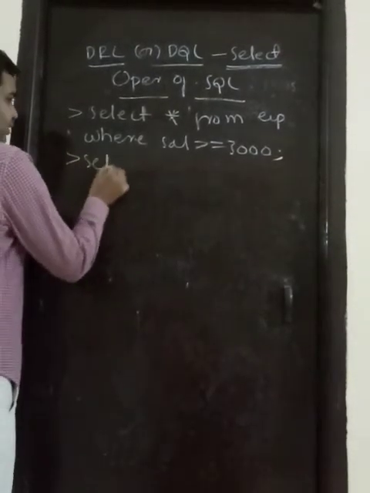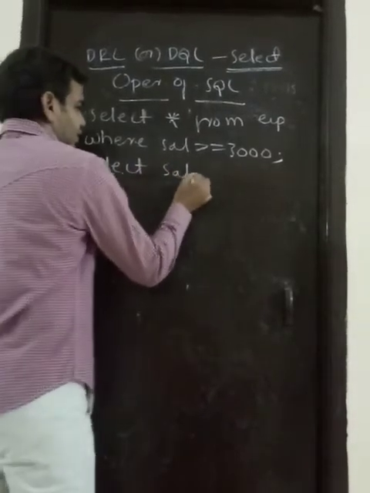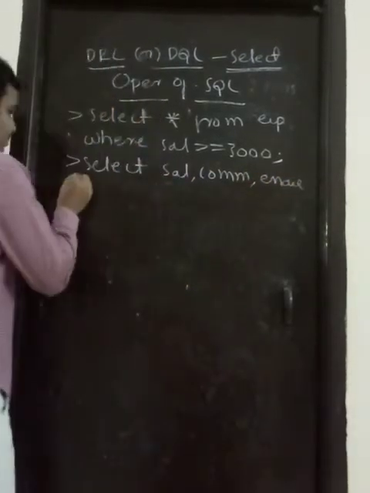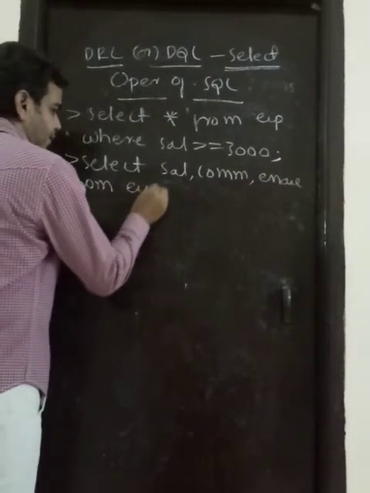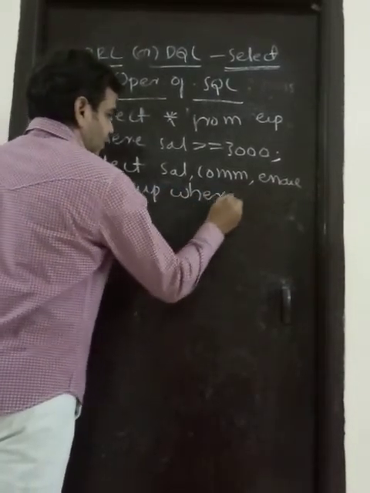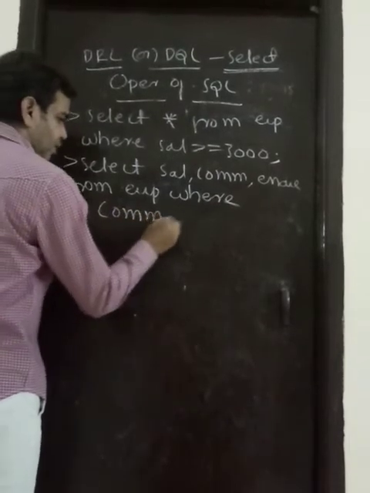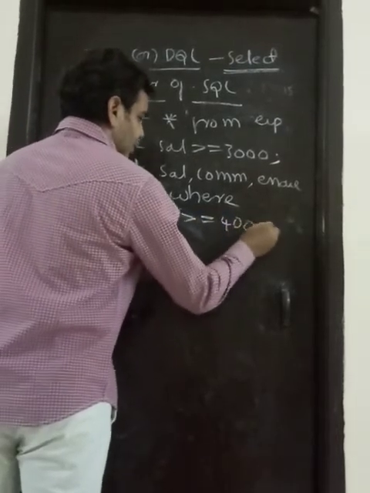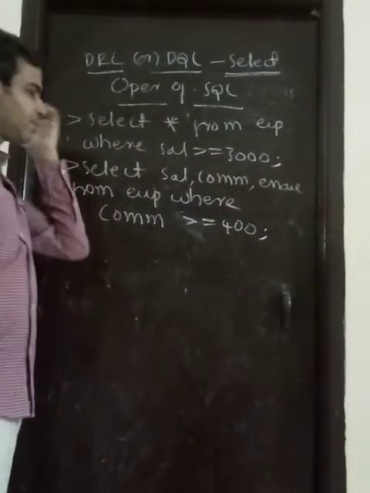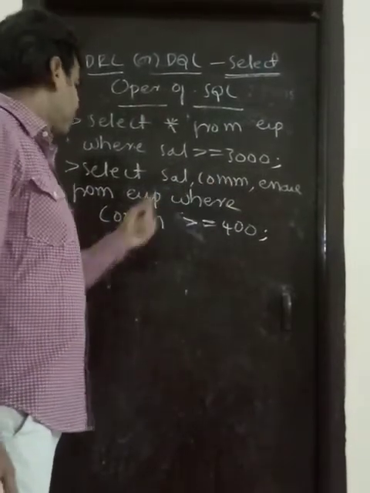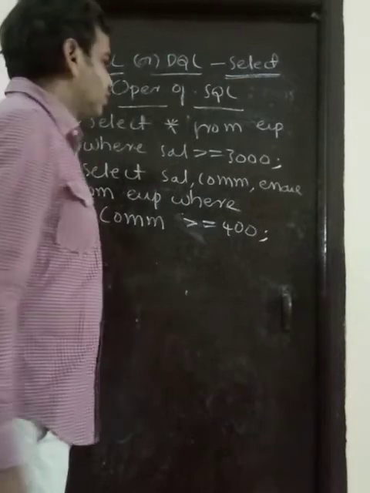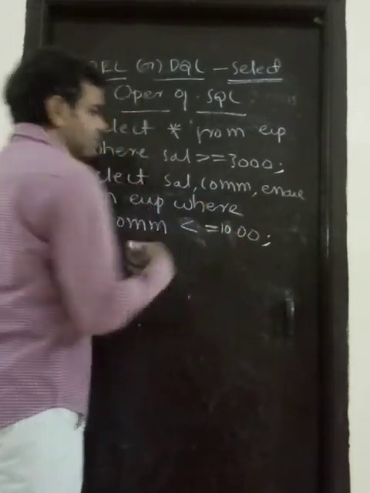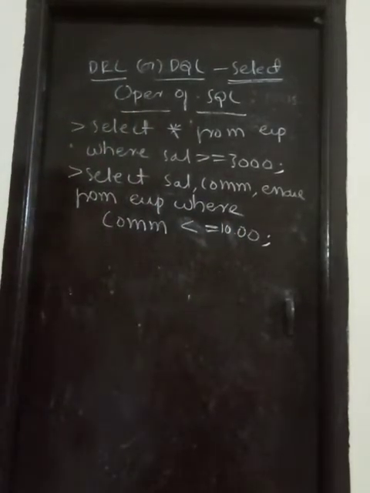Next, select salary, comma, commission, comma, employee name from EMP where commission is greater than or equal to 400. It will display three columns of information: the salary column, commission column, and employee name column, whose commission is greater than or equal to 400. If you take less than or equal to 1000, it will display those less than or equal to 1000. Greater than, less than, and not equal.